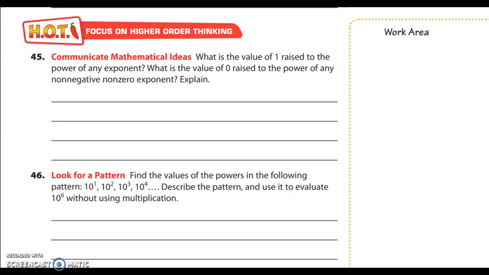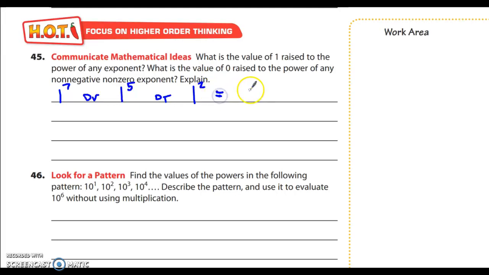Explain. Well, what is 1 raised to any power? 1 to the 7th, or 1 to the 5th, or 1 squared. What do we get every time? Well, this one means 1 times 1 7 times. Well, it's 1 times 1 times 1. It's 1. What's 1 times 1 5 times? It's 1. What's 1 times 1 twice? It's 1.